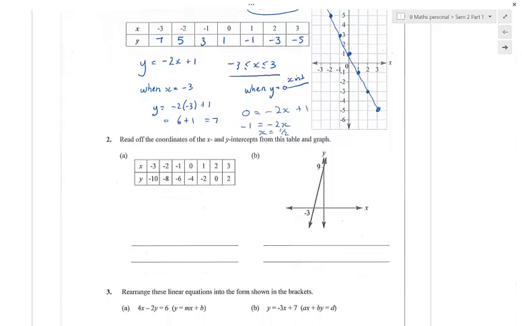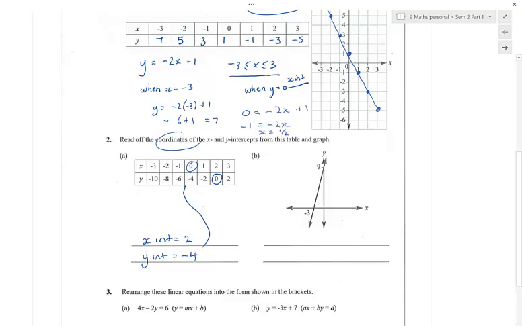Now I'm going to continue, and I'll leave that there, but what we want to do now is read off these coordinates and find the x and y intercepts. The x-intercept is when y equals 0. So what's the x-intercept here? The x-intercept is equal to 2. And what's the y-intercept? It is equal to negative 4, and that's when x is equal to 0, isn't it? Pretty straightforward, that one.